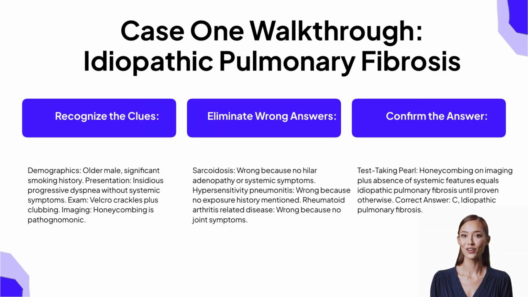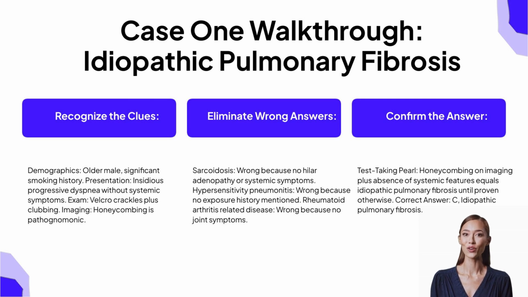Let's break this down systematically. First, recognize the clues. The demographics scream idiopathic pulmonary fibrosis: older male with smoking history. The presentation is insidious and progressive, exactly what we expect. The physical exam shows the classic findings of Velcro crackles and clubbing, and that honeycombing on imaging is essentially pathognomonic.